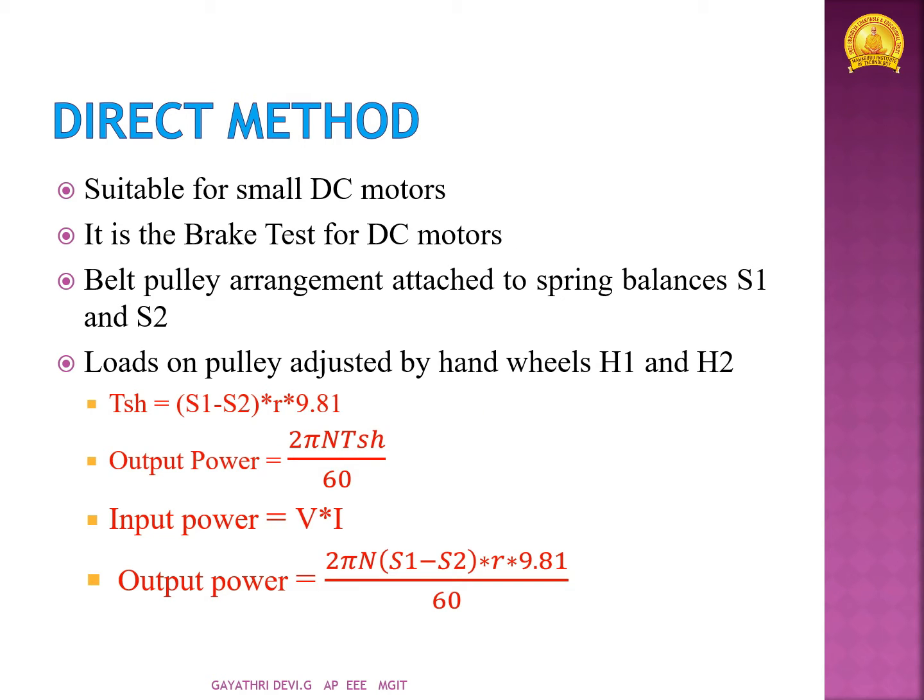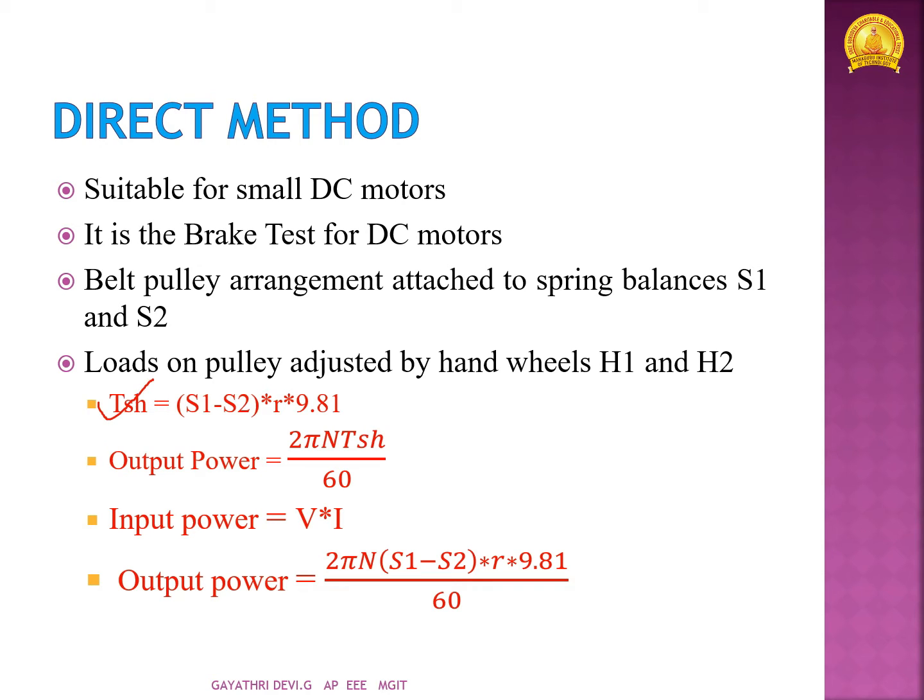These are the points previously discussed. First, this is suitable for small DC motors, and this load test is also known as brake test for DC motors. The belt pulley arrangement is attached to spring balances S1 and S2. Loads on the pulley are adjusted by hand wheels H1 and H2. From here, we can get the shaft torque which is developed across the motor.